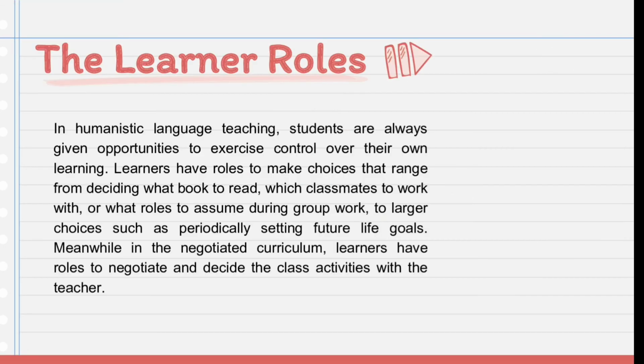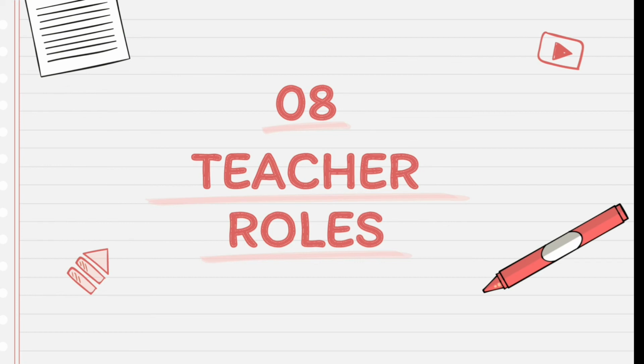In humanistic language teaching, students are always given opportunities to exercise control over their own learning. Learners have roles to make choices that range from deciding what book to read, which classmates to work with, or what roles to assume during group work, to larger choices such as periodically setting future life goals. Meanwhile, in the negotiated curriculum, learners have roles to negotiate and decide the class activities with the teacher. Next is the teacher roles.